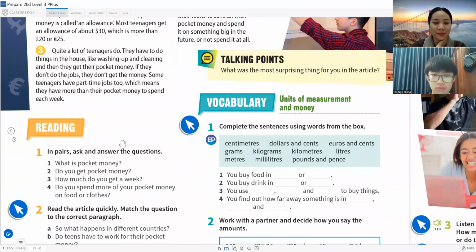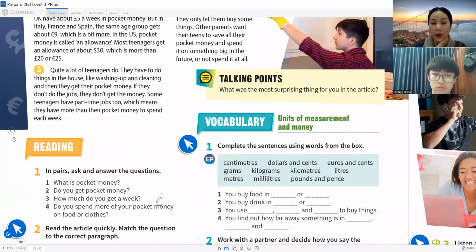Okay, good. So, do you get pocket money from your parents? Yes, I do. Okay, so how much? It's always about 5,000 dong every week. 5,000 dong every week? I don't know what I will do with 5,000 per week. Okay. 2,000 per week. Okay.